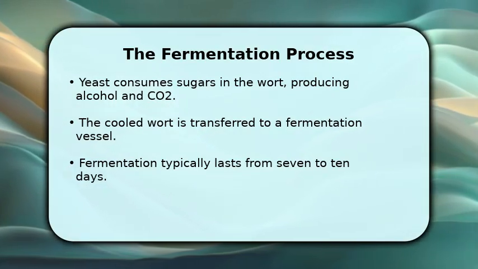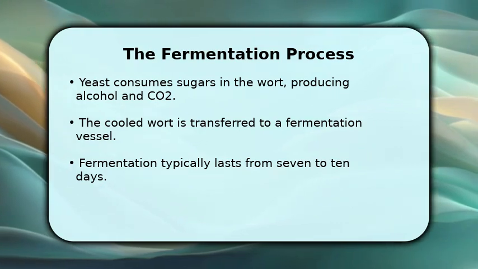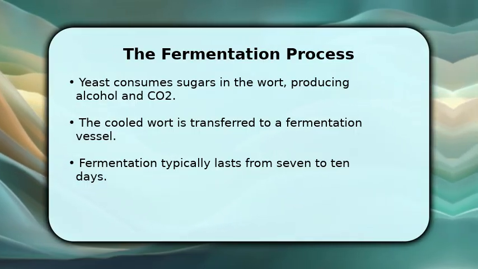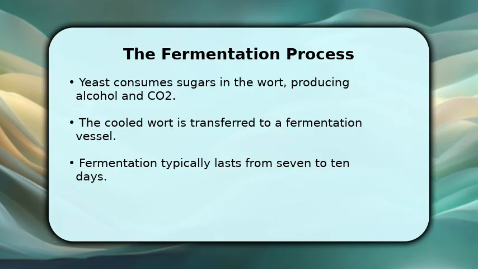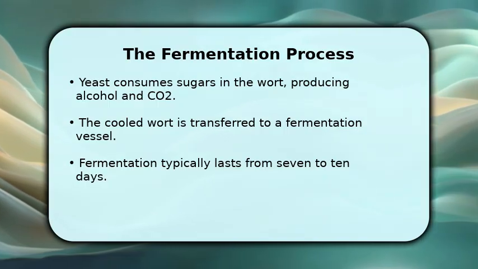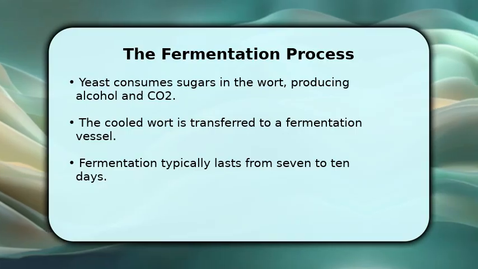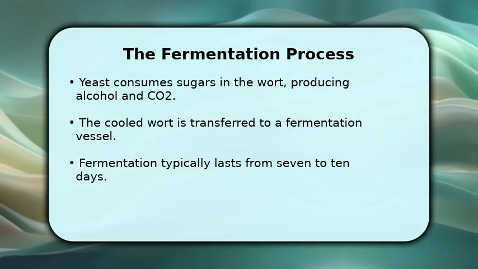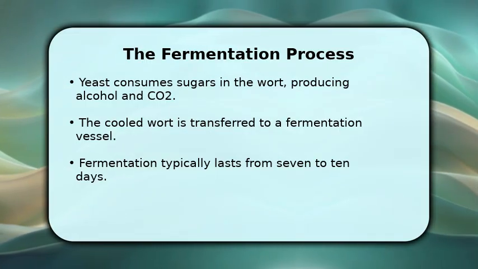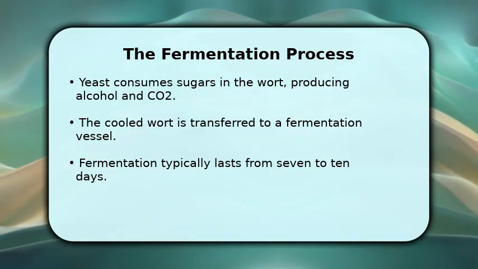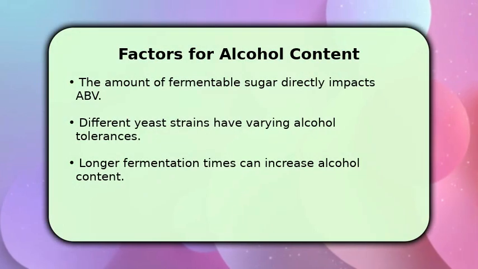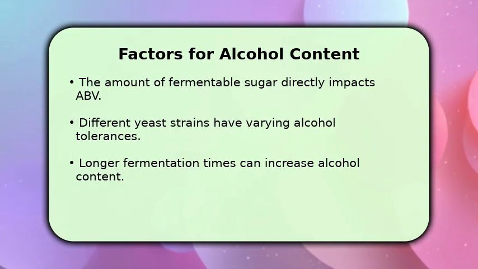Fermentation is where the magic truly happens. After preparing your sugary liquid, called wort, you introduce yeast. This amazing microorganism consumes the sugars, converting them into ethyl alcohol and carbon dioxide gas. This process gives beer its alcoholic content and natural carbonation. Maintaining the correct temperature, often between 60 and 75 degrees Fahrenheit for ales, is vital for healthy yeast activity and optimal flavor development.